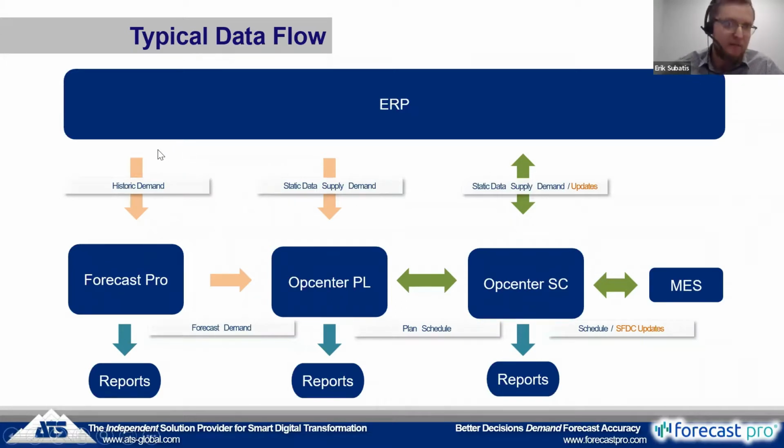And so in a nutshell, the historic demand is the starting point. That flows into Forecast Pro as the primary data driver of the demand forecasting. The primary output from that is the demand forecast itself, which along with the supply forecast goes into Opcenter PL. This is where a lot of the planning happens. We're going to push that plan into Opcenter SC, which is where the scheduling occurs.